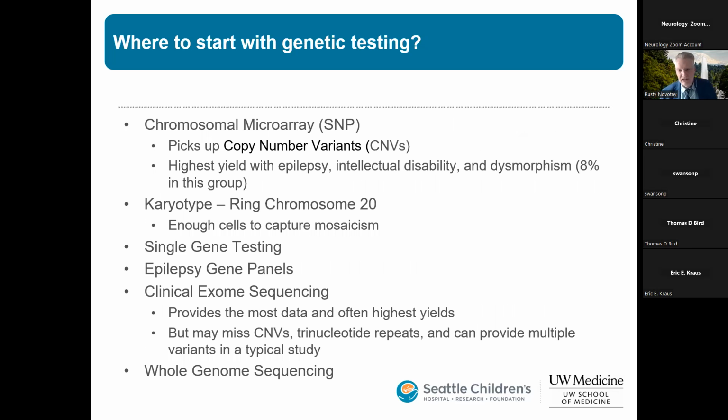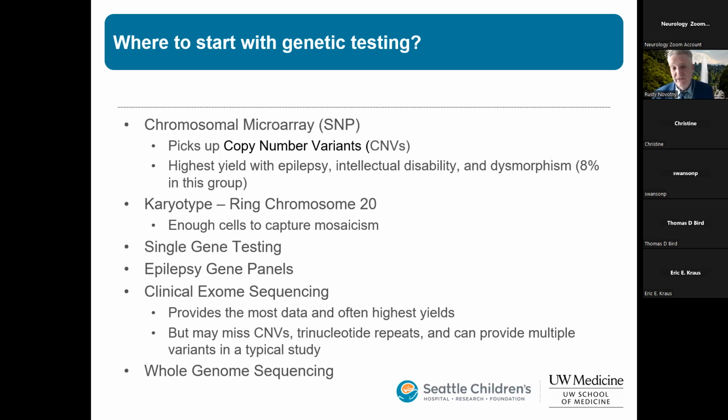So when it comes to genetic testing, how do we approach it? And I think this is an ever-changing field because the availability and the ability to get testing is changing over time. But the typical approach is we often start with what's referred to as a chromosomal microarray that looks for significant variation in the chromosomes, either deletions or duplications in certain regions.